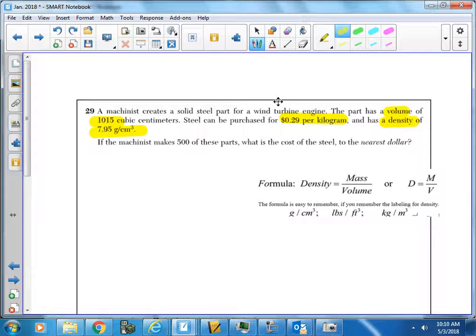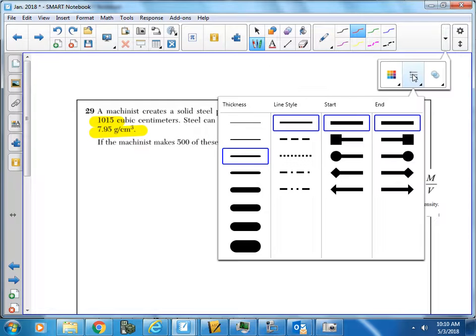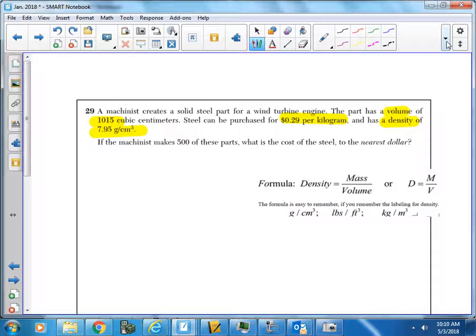All right, now the question is, if the machinist makes 500 of these parts, what is the cost of the steel to the nearest dollar? All right, so let's go ahead and make this happen. What I'm going to do now is have you write down this formula. You need to know this. So you have density equals mass over volume. If you're looking for the density, that's mass divided by volume. If you're looking for the mass, it's density times volume.